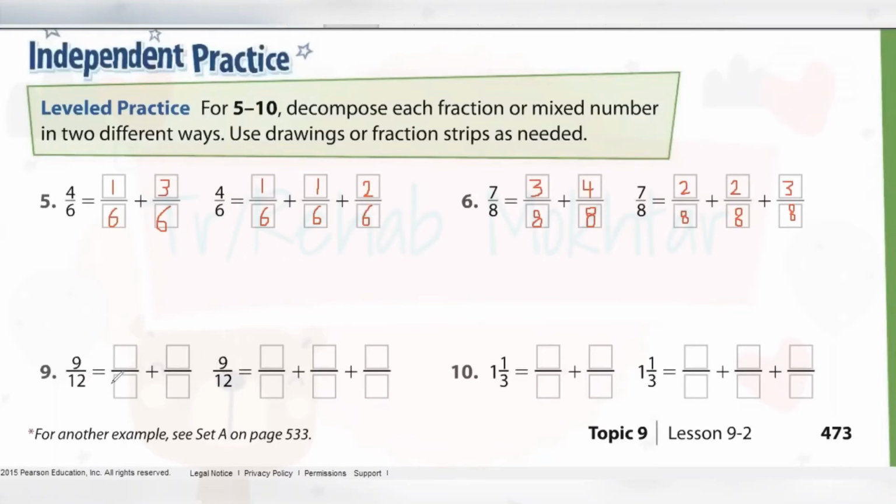As you want, we have different ways. 9 out of 12. The first step, I will keep 12 as it is. Keep the denominator as it is, and the 9, break it into 2 parts. Maybe 2 and 7, 1 and 8, 4 and 5, 3 and 6. I will write it 3 and 6.